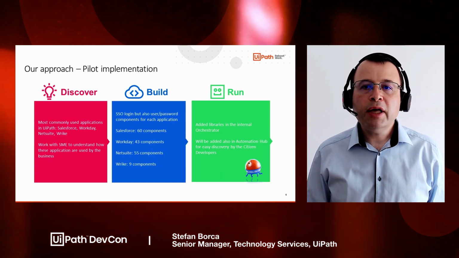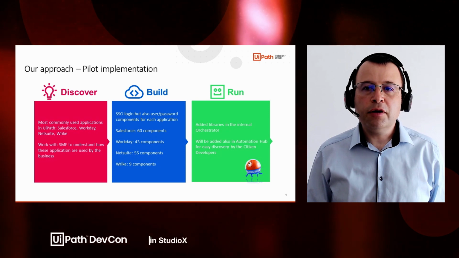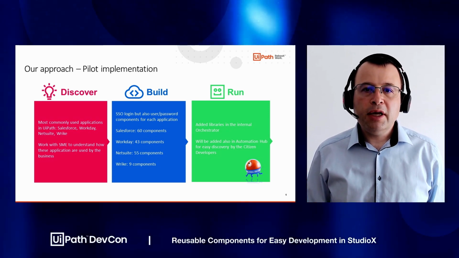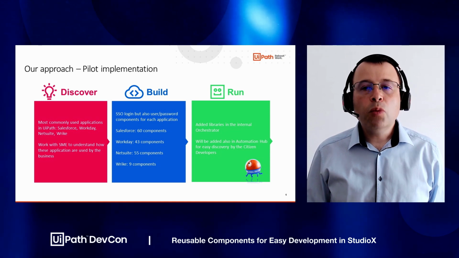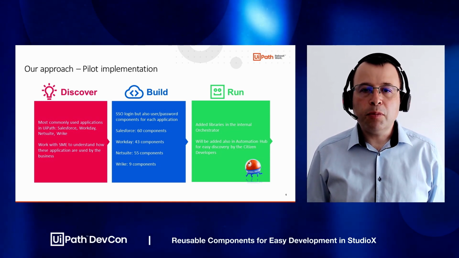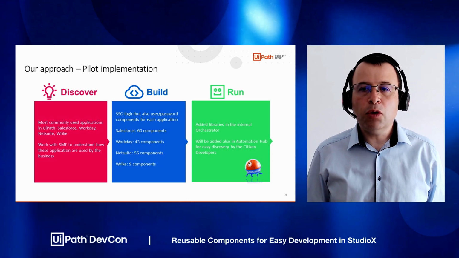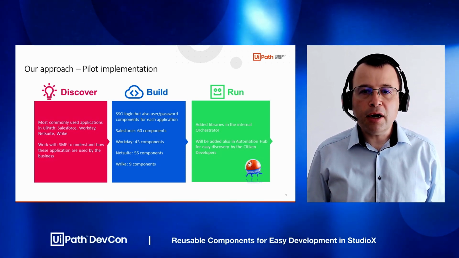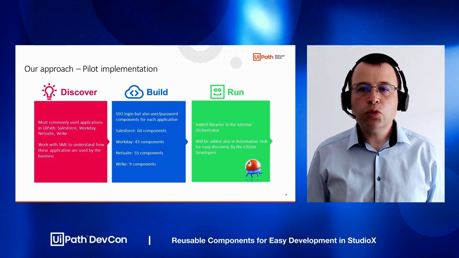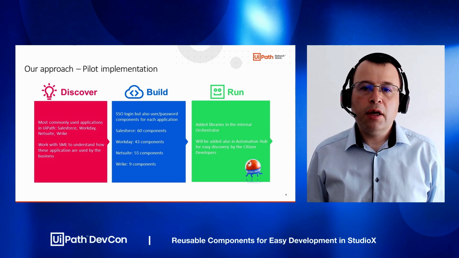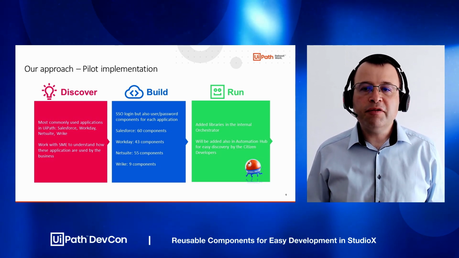In our pilot, we had 3 phases: discover, build, and run. In the discovery phase, we try to identify the components we need to build. We've started with a process decomposition approach, where the business processes in the automation pipeline are analyzed and divided into subtasks to identify common components.